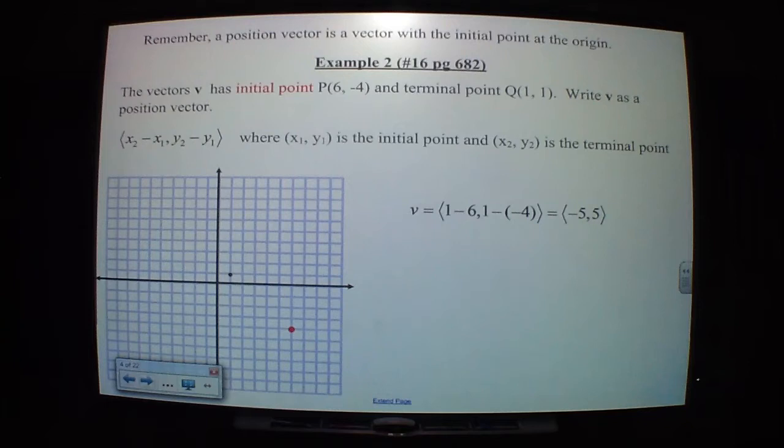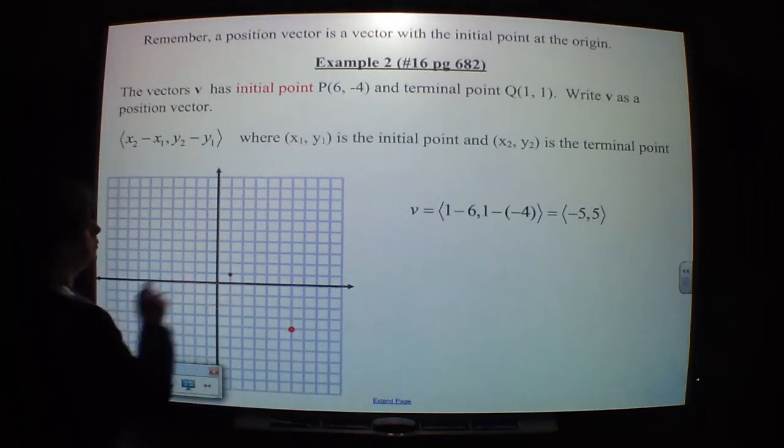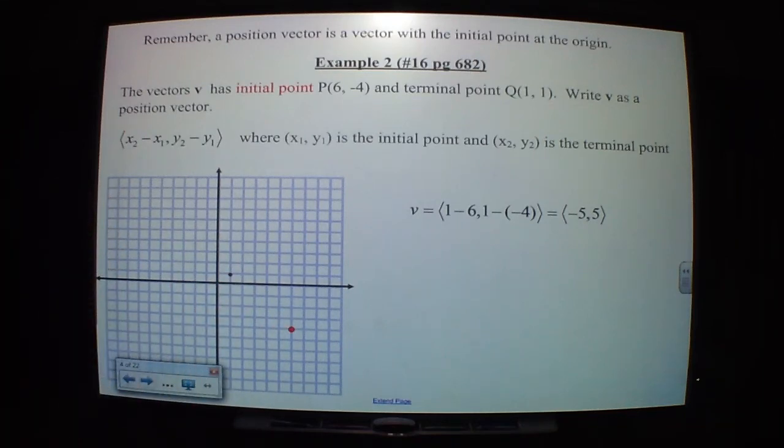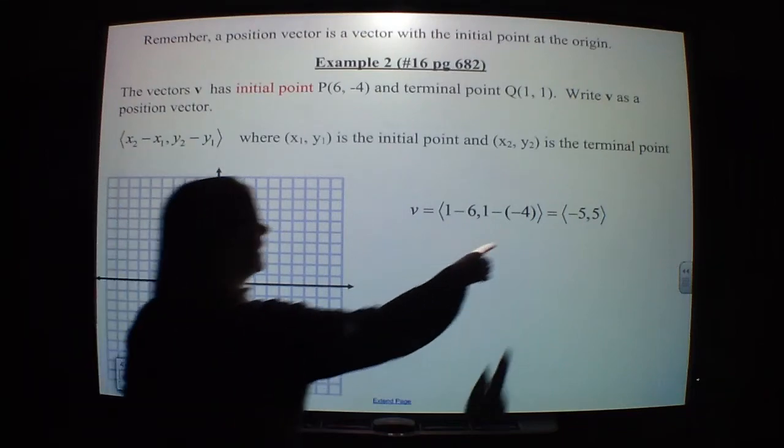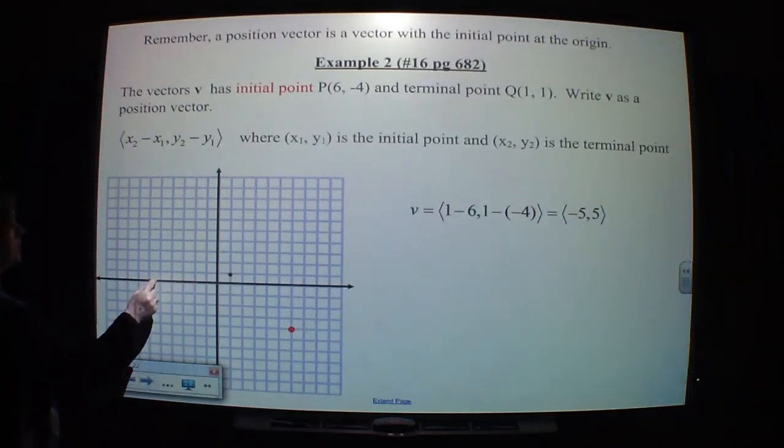Write it as a position vector. So that means I'm going to start here, end here, but this point I'm basically going to move to the origin. If you want to do it algebraically, you would take your x sub 2, which is 1, minus your x sub 1, which is 6, so 1 minus 6, and then you would take 1 minus a negative 4, and get negative 5, 5.